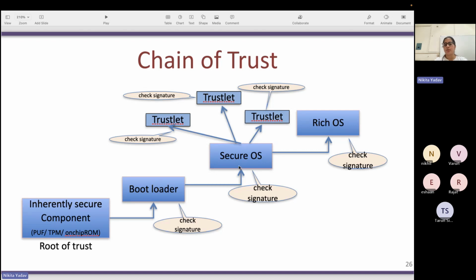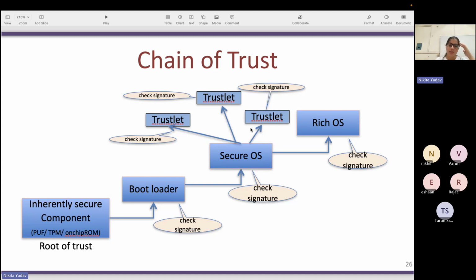And then finally, when the secure OS has also finished booting up and setting up, it is going to check the hash of the rich OS. It is going to compute the hash of this, and then verify it with the known value of the hash. And if the values do not match, then it is going to stop, the boot won't happen. Okay, the boot up will fail.